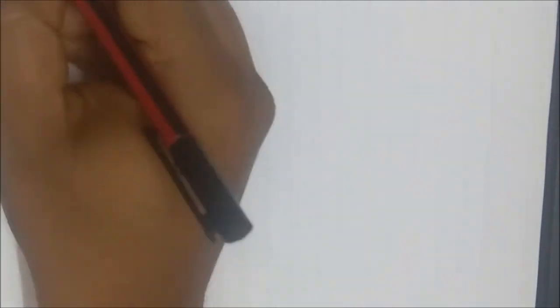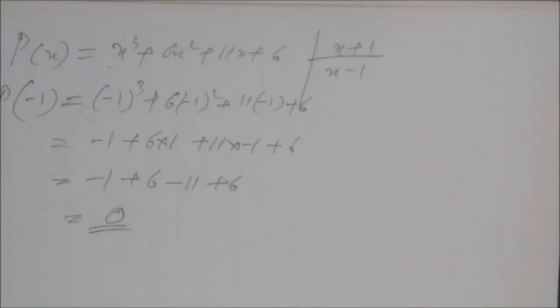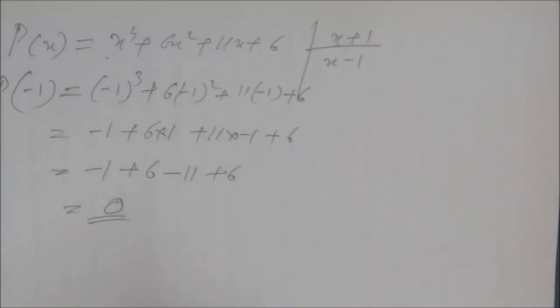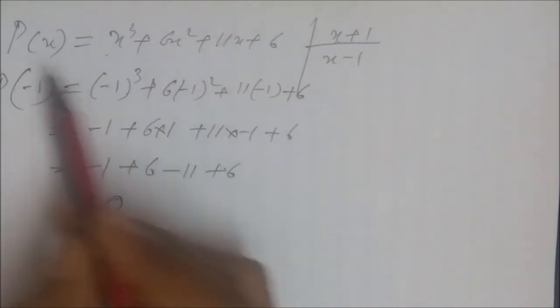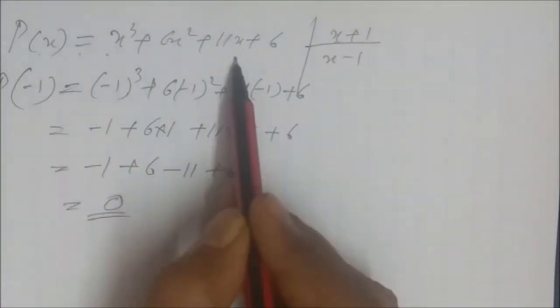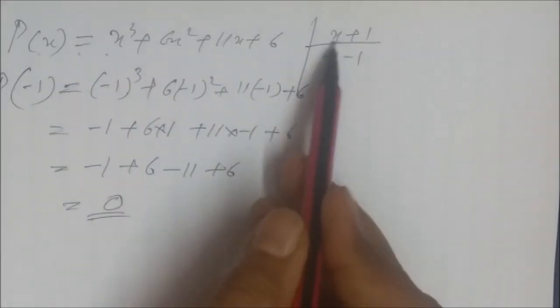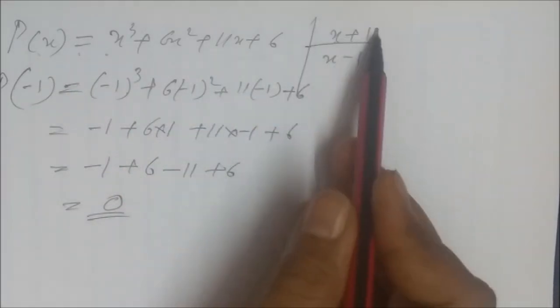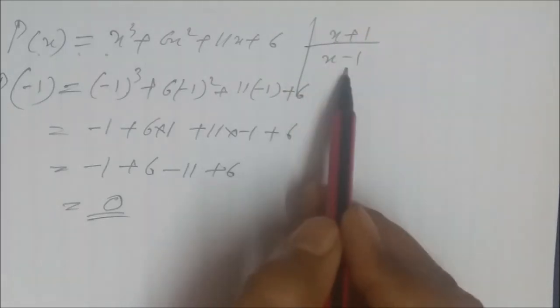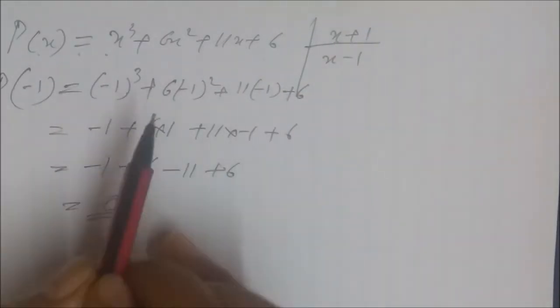In the previous sessions, you already learned how to find the value of p of x for a particular value of x. So I am repeating, p of x is equal to the same polynomial that we used for division, and in our previous question we divided with x plus 1 and x minus 1. Now I am just trying with p of minus 1.